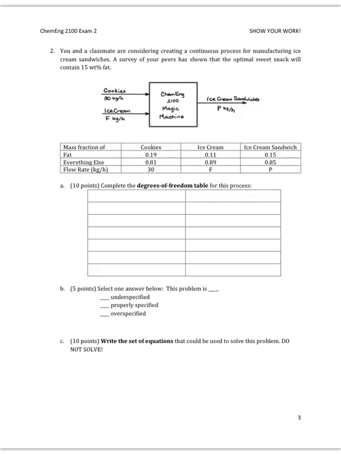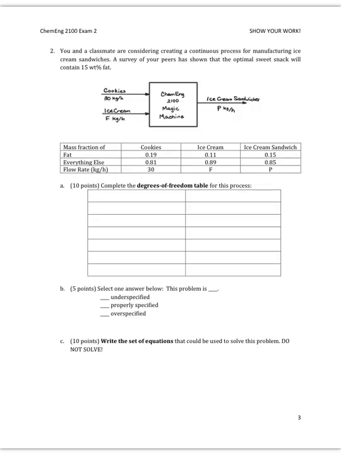In problem 2, we're looking at a steady state continuous process. We're bringing in 30 kilograms of cookies that are 19% fat, which means 81% whatever else. And ice cream, we don't know the flow rate of that. We're going to figure that out through the course of solving this problem.